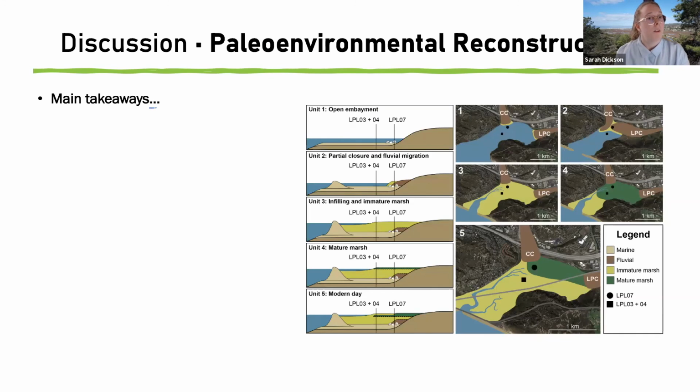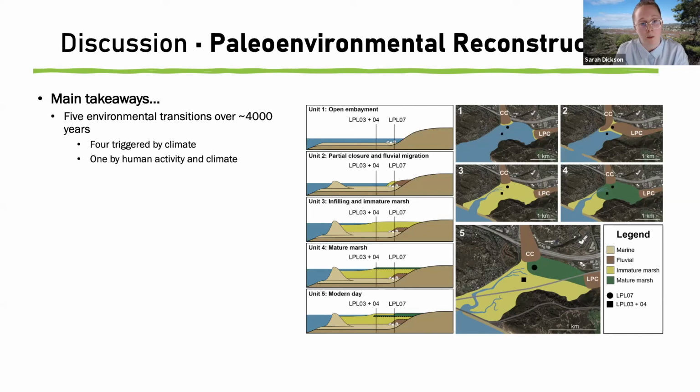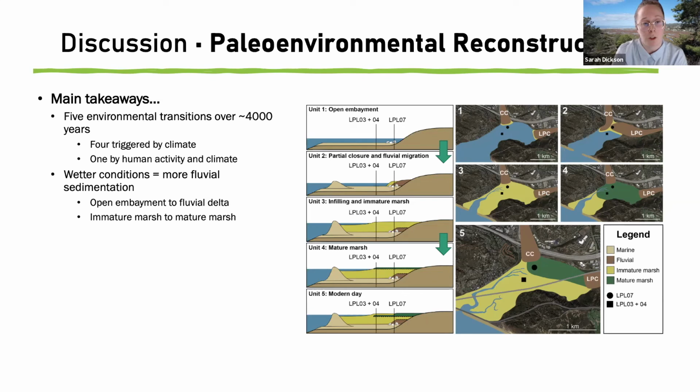The main takeaway from this paleoenvironmental reconstruction is that we see 5 major environmental transitions over the last 4,000 years. 4 of these were triggered by climatic transitions, and the last was initiated by a combination of human activity and climate. There are a few general themes as well that crop up throughout the history of this lagoon. The first is that wetter conditions typically bring more fluvial sedimentation. Wet intervals have triggered 2 environmental changes within the history of the lagoon: the transition to a fluvial delta and the transition to a mature marsh.